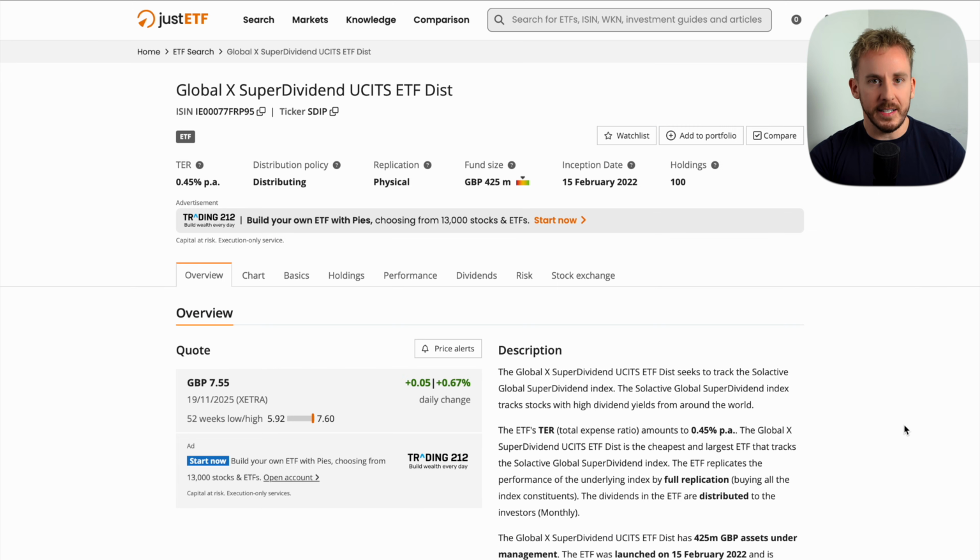And when we look at the index that this ETF is tracking, it's simply focusing on high dividend yields from all around the world. And this is significant because just focusing on the yield doesn't tell you the state of the company that is paying out that dividend. A dividend can be a massive attractor to both existing and new investors.